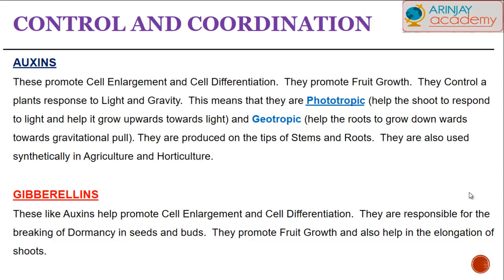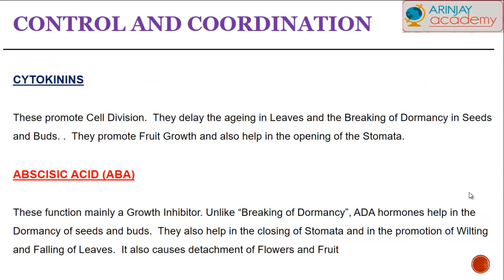Gibberellins. These, like auxins, also promote cell enlargement and cell differentiation. They are responsible for the breaking of dormancy in seeds and buds. They promote fruit growth and also help in the elongation of shoots. So, if a seed did not have gibberellins hormone, then the breaking of its dormancy would not be able to take place. The cytokinins. These help in cell development so that the cells can enlarge and grow, as a result helping the plant to grow at the same time.